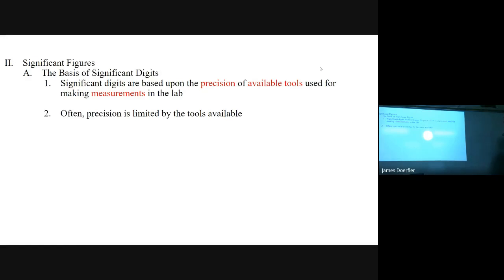And much like my use of the ruler and the laser to make measurements, oftentimes the precision is limited by the tools available. We don't have a laser measuring device here, at least I don't know. So we are going to be stuck with using very basic measuring tools if we wanted to measure the area of this room.